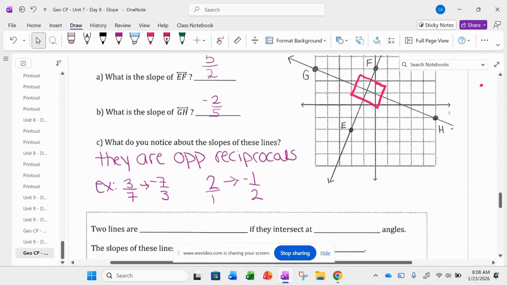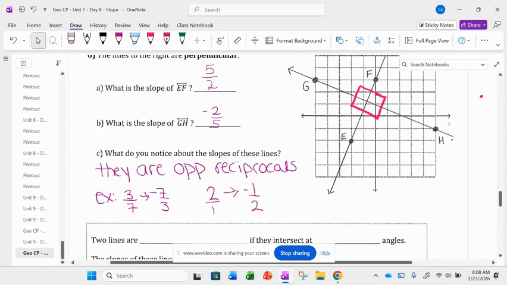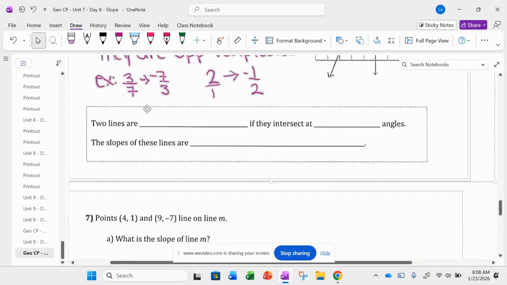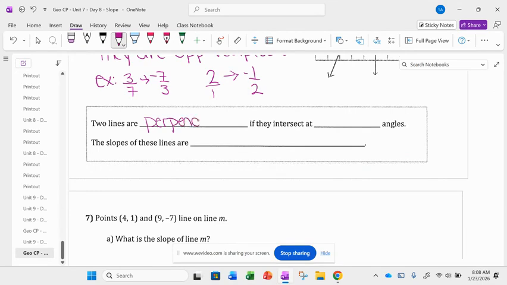Okay, so this is not a coincidence. Anytime lines are perpendicular, their slopes are going to be opposite reciprocals. So two lines are perpendicular if they intersect at right angles. The slopes of these lines are opposite reciprocals.